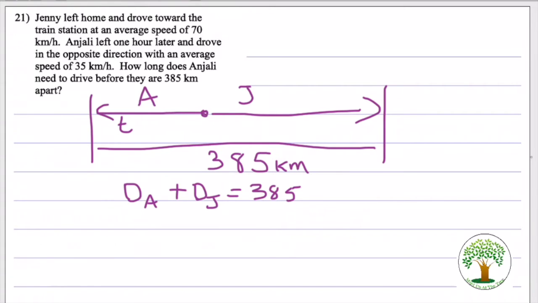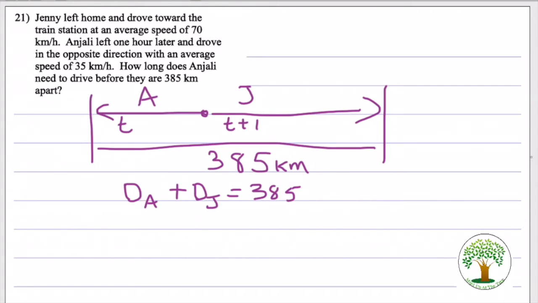Anali left 1 hour later, so did she travel the same amount of time? No. So we subtract 1 from her? How much? 1 hour. But we need to do a time for Jenny. Plus 1 for Jenny. Yes. Are you with me? We don't do subtraction. So just T plus 1, because we want the T that we're looking for to be Anali, because we're asked to find Anali. And Anali was 1 hour less, so that means Jenny's 1 hour more. Are you with me? Yes, ma'am.